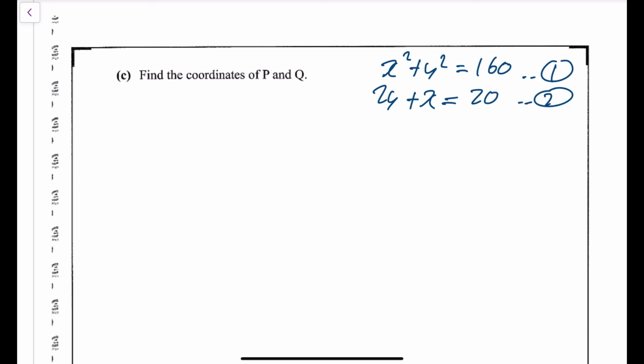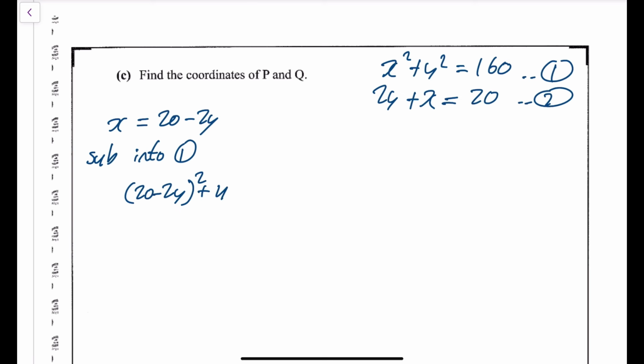I'm going to make x the subject here in the second equation. So x is going to be equal to 20 minus 2y. And then what I'm going to do with that is sub that into equation 1. So instead of writing x, I'm going to write 20 minus 2y. That's going to get squared, plus y squared is equal to 160. And we'll just multiply it out. 20 minus 2y, all squared, plus y squared equals 160.